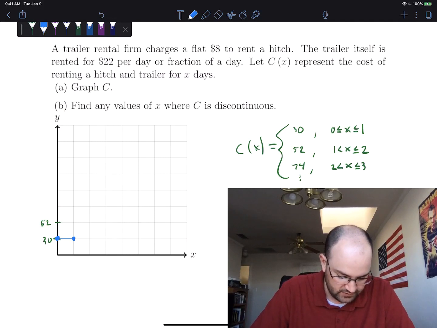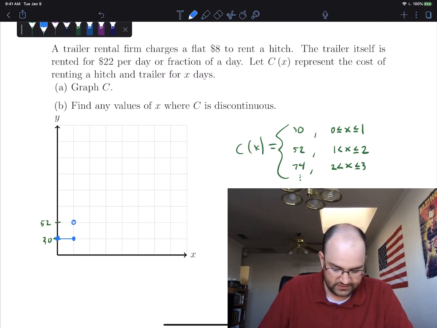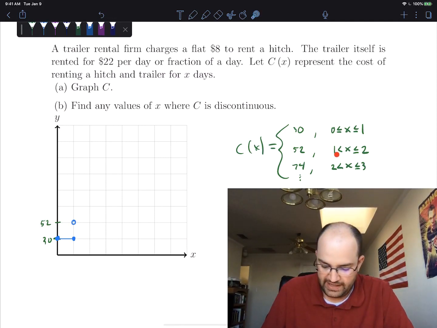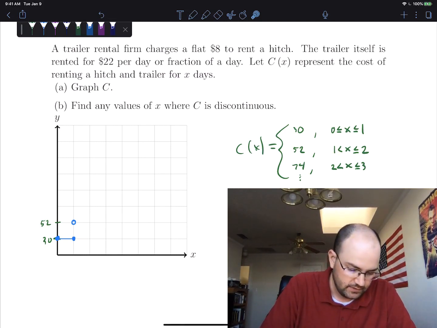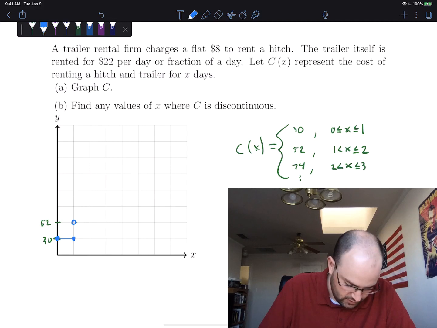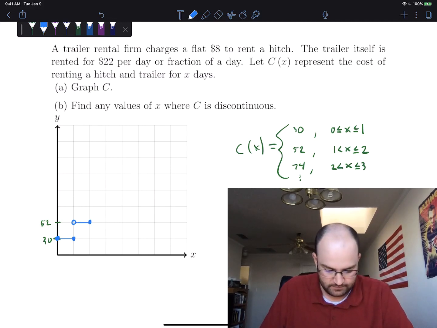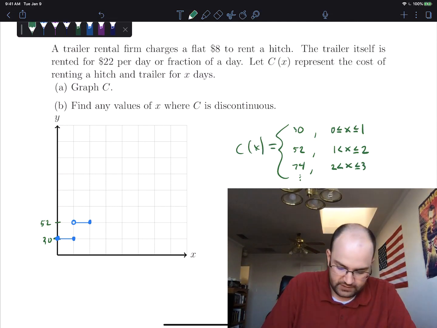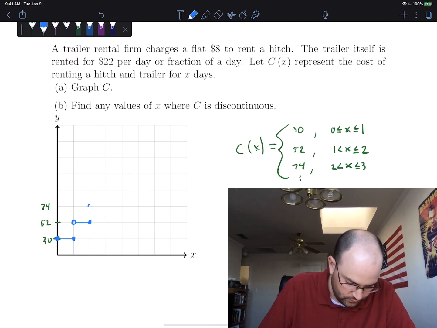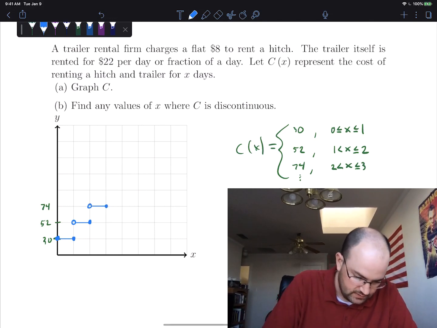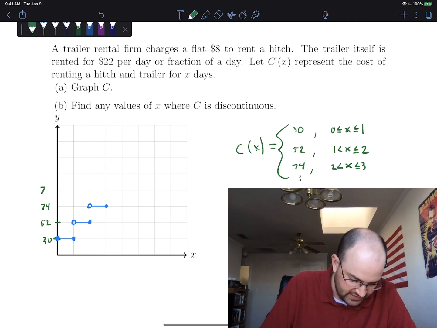So $52, we're going to have an open circle there because at the $52, we're not actually equaling 1, but we're getting as close to 1 as you can from the right-hand side there. And then you're going to go right until you reach the next one there. And then for the next one, which would be 74, we jump up with an open circle and then just keep going with this pattern. This is what we would call a stair-step pattern.